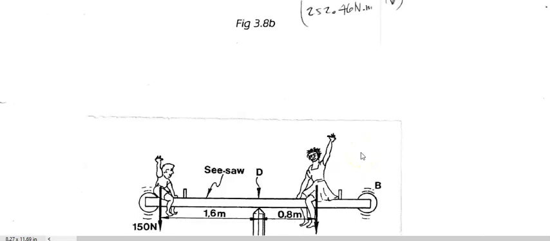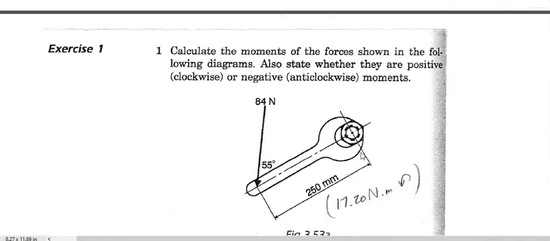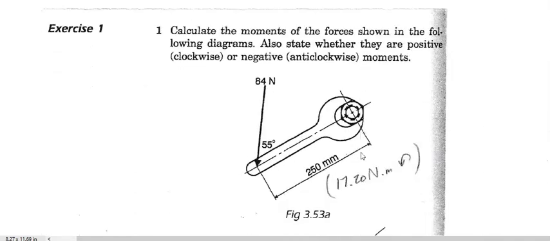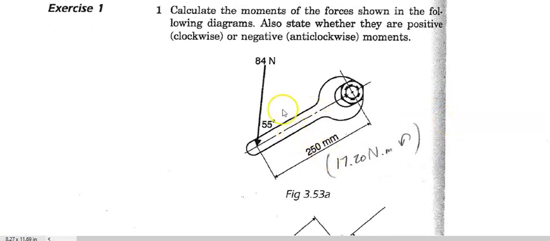Right, that's page 3 on the document. I'm going on. There's an exercise there. Let's calculate the moments of the forces shown in the following diagrams. Also state whether they are positive, which is clockwise, or negative, anti-clockwise. There's the first one. Force times distance. It is not 84 times 0.25. Why not? Because that angle is not 90 degrees. It's 55 degrees. So you either need to resolve this into components, or draw the line from the point of rotation at right angles to the force and work out little d.